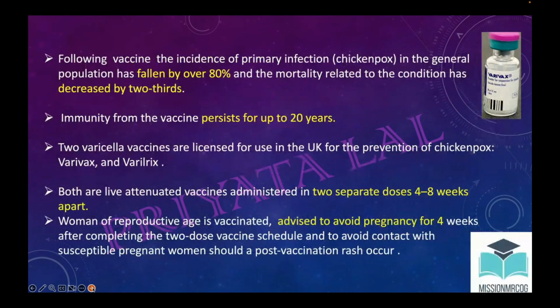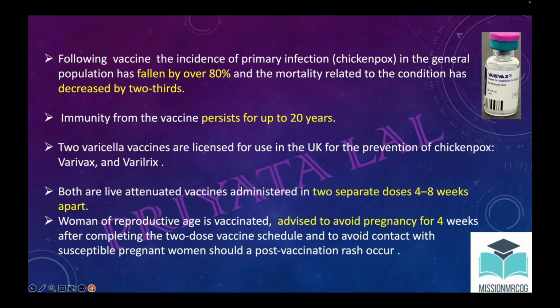Now, if the vaccine is given, then the incidence of primary infection will fall by 80%, and mortality related to this condition will decrease by two-thirds. These numbers may be necessary to remember for Part 2 people. And the immunity from the vaccine remains for at least 20 years.